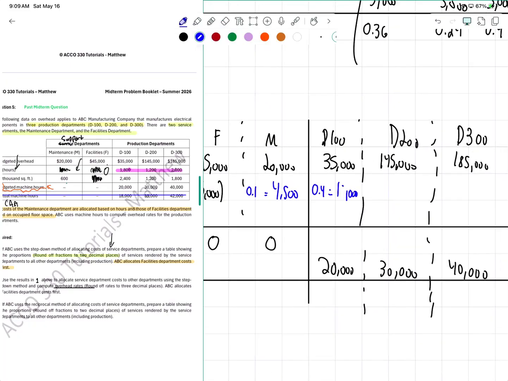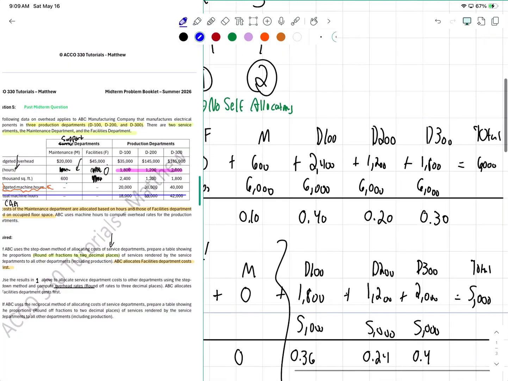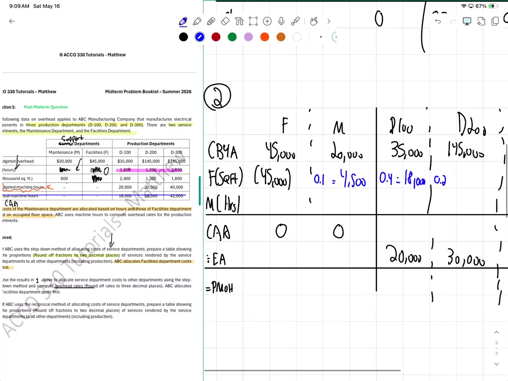You guys, don't worry. I'm going to try to read the right number off my screen. If there's a mistake, don't worry, I promise I'll go back and correct. Then here, D200 is 20%. So 45,000 times 0.2. That gives you 9,000.